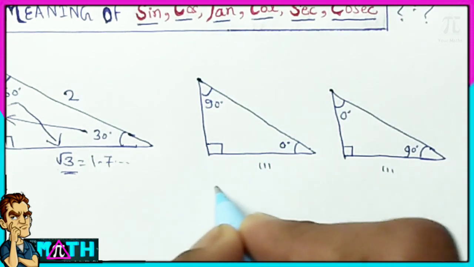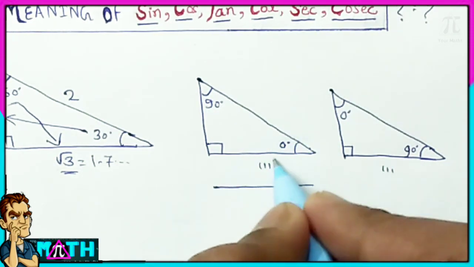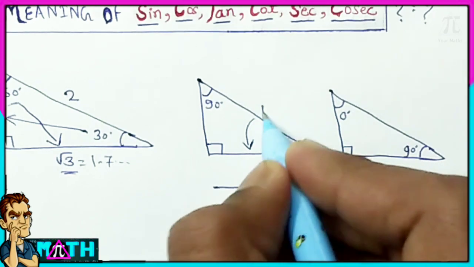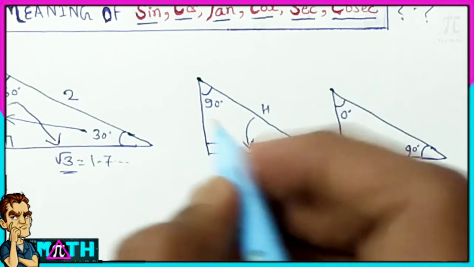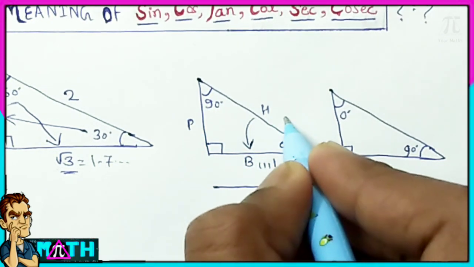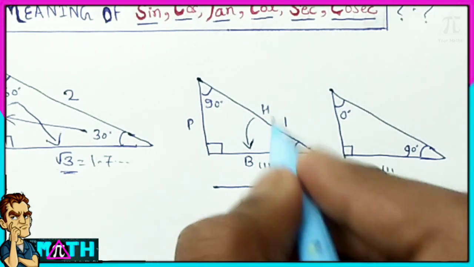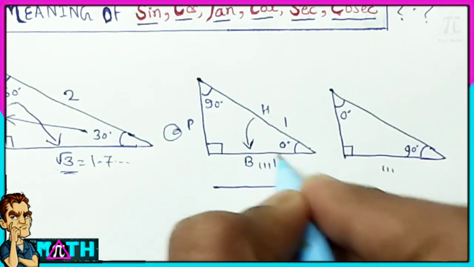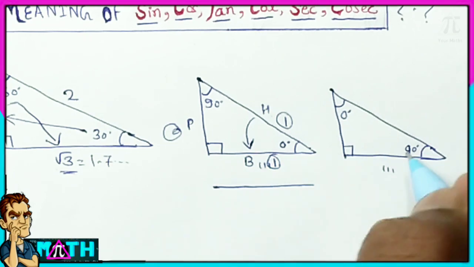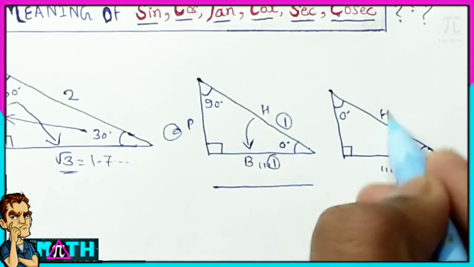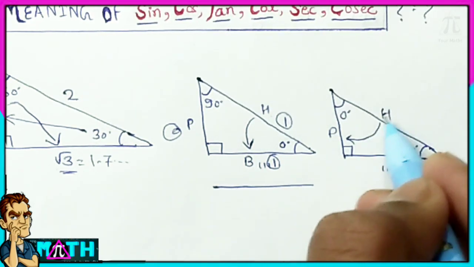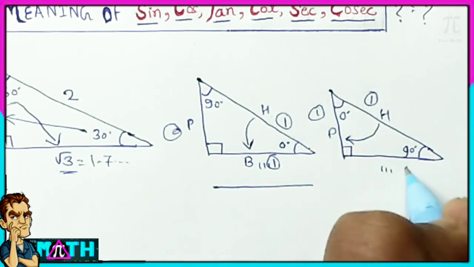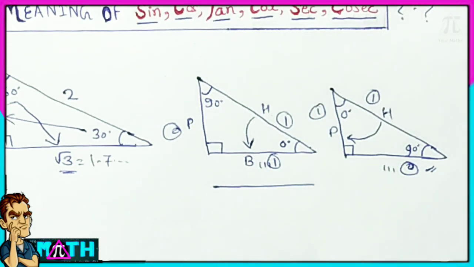Now here it's something like 0 degree, but that can't be possible, so its hypotenuse and base are merged and perpendicular is 0, so it's 1:1:0. Ratio is something like that. Okay, now here hypotenuse and perpendicular are merged and base is 0, so it's 0:1:1 like that.